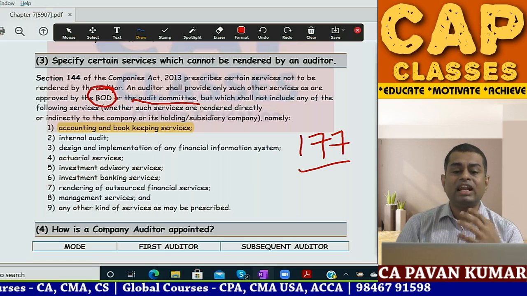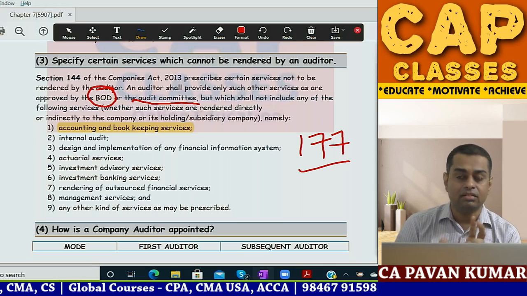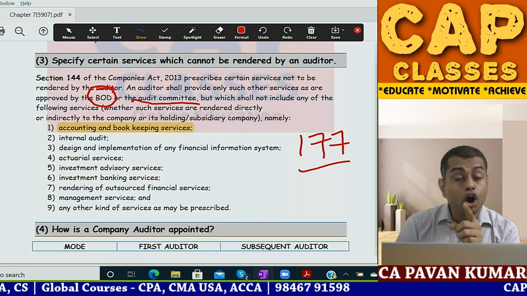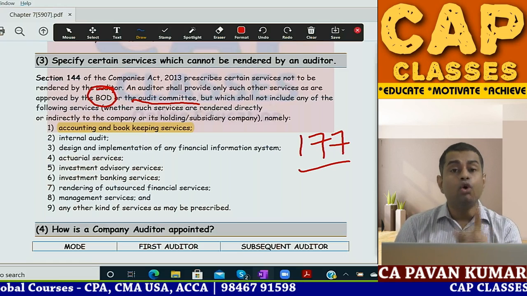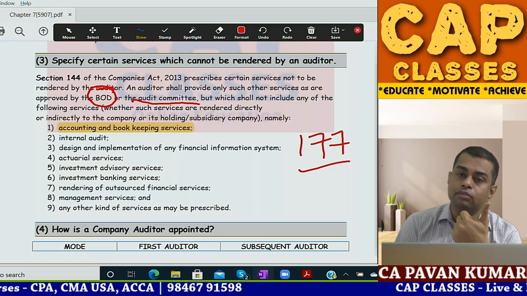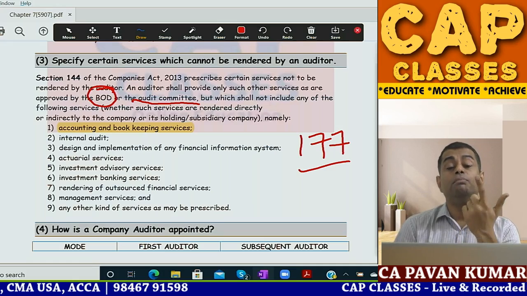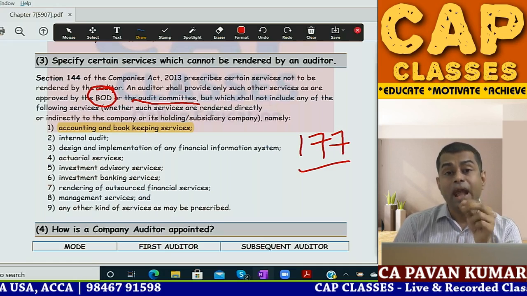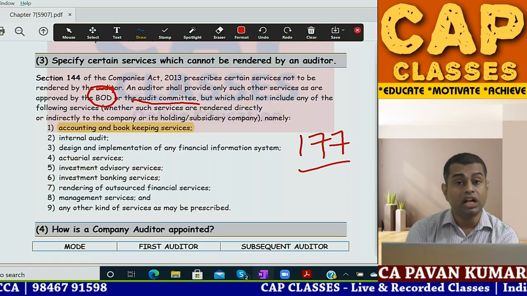So, Pavan sir, can I render non-audit services to my audit client? Can I render non-audit services to my audit client? The answer is yes, only if they are not prohibited by 144, they are not prohibited by the Chartered Accountants Act, and the Board of Directors or Audit Committee approved. Then you can do. So what are the conditions?